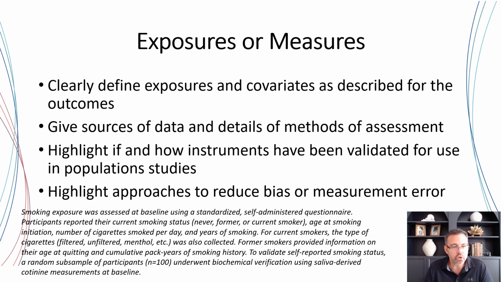And participants reported their current smoking status of either never, former, or current smoker, age at smoking initiation, number of cigarettes smoked per day, and years of smoking. For current smokers, the type of cigarettes, whether filtered, unfiltered, menthol, etc., was also collected. Former smokers provided information on their age at quitting and cumulative pack years of smoking history. To validate self-reported smoking status, a random subsample of 100 participants underwent biochemical verification using saliva-derived cotinine measurements at baseline.